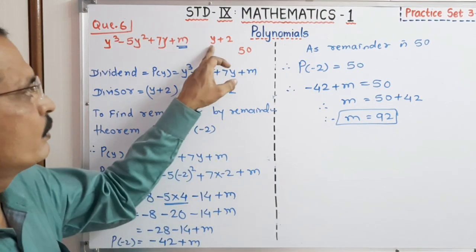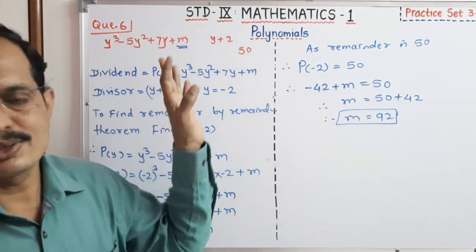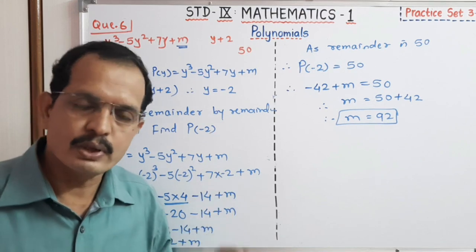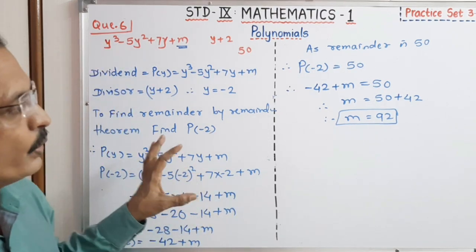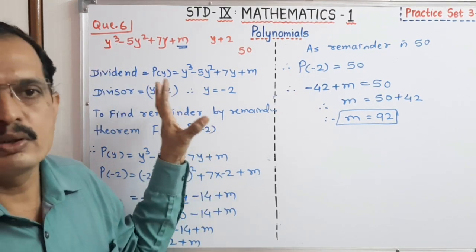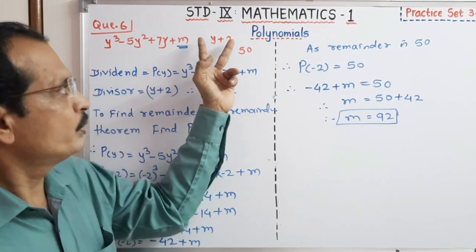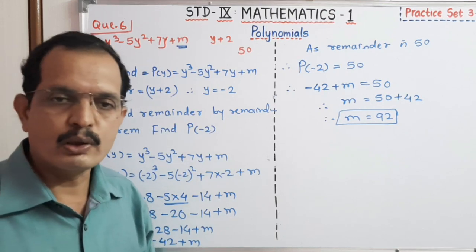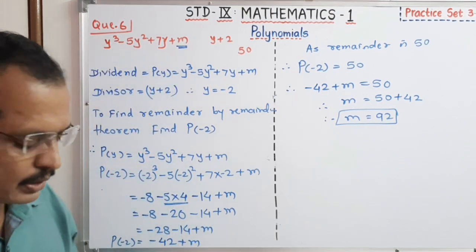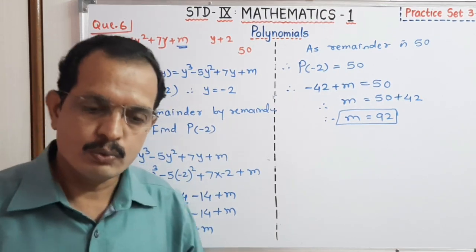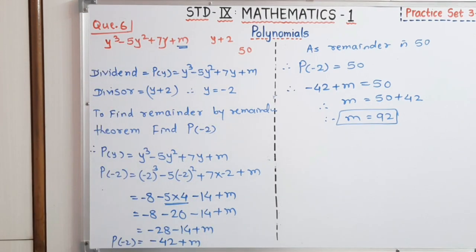Just we have to find out the value of the polynomial for y is equal to minus 2. Now you can understand, dear student, how important it is to find the value of polynomial. If you know how to find the value of polynomial, then it is very easy to solve all the sums. Now we have to start with the question number 7.1.